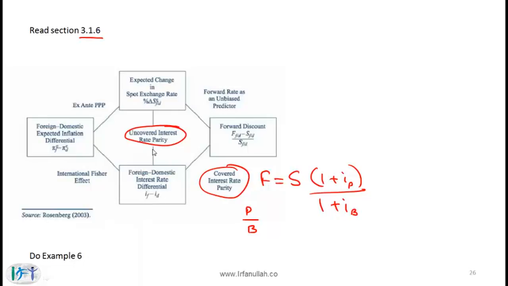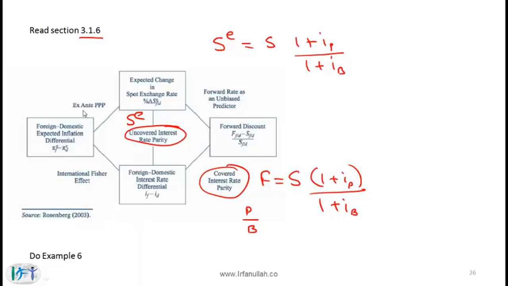So essentially this is similar to the covered interest rate parity, but the difference is that here we are coming up with expected future spot rates. If uncovered interest rate parity holds, then forward rates are considered unbiased indicators of future spot rates. So if I were to actually write the uncovered interest rate parity relationship, it would look like this. Expected future spot rate is equal to the current spot rate times 1 plus interest rate in the price currency over 1 plus interest rate in the base currency.